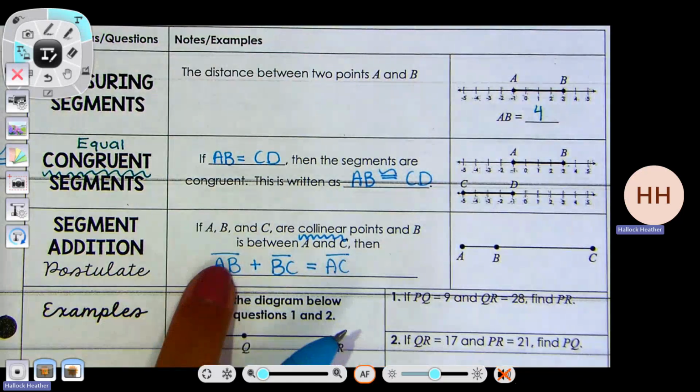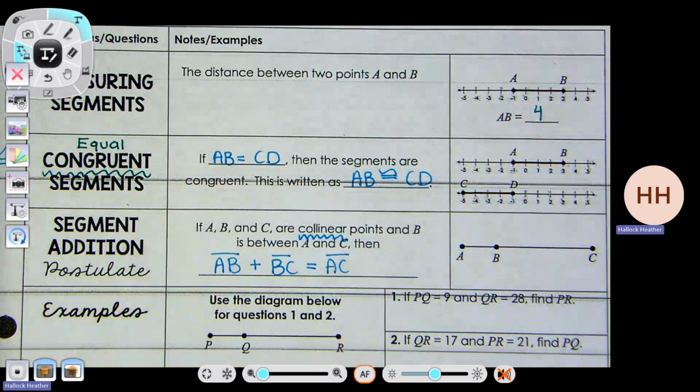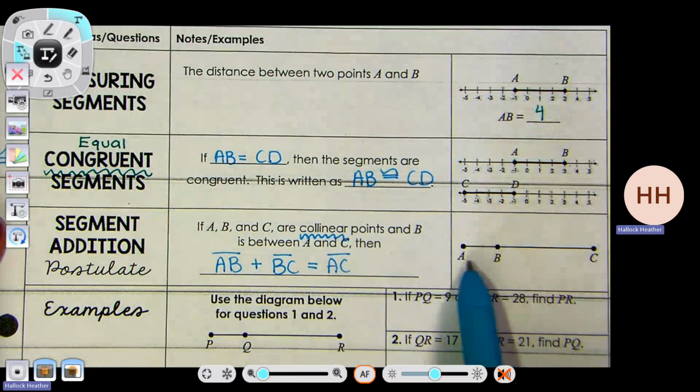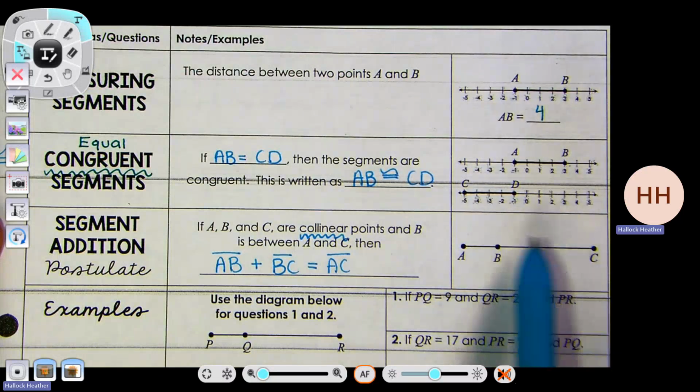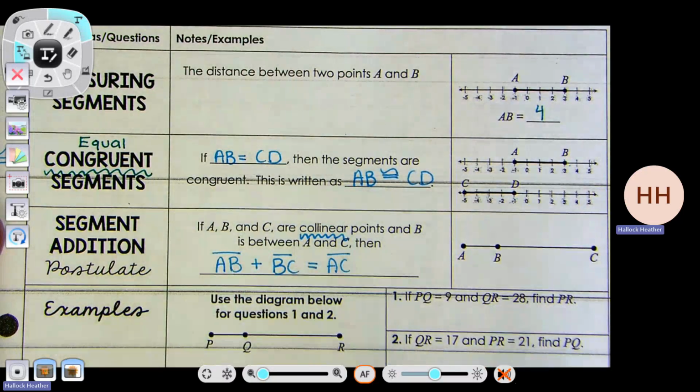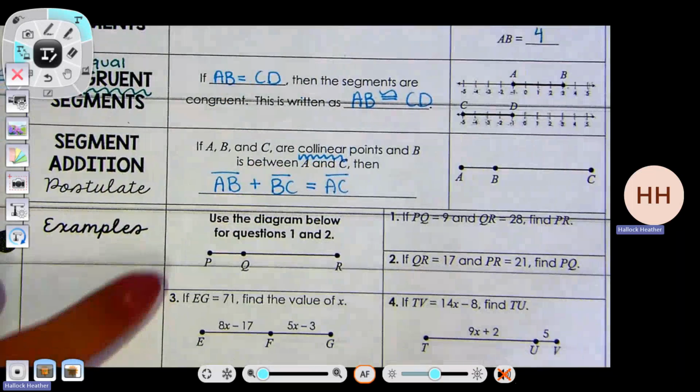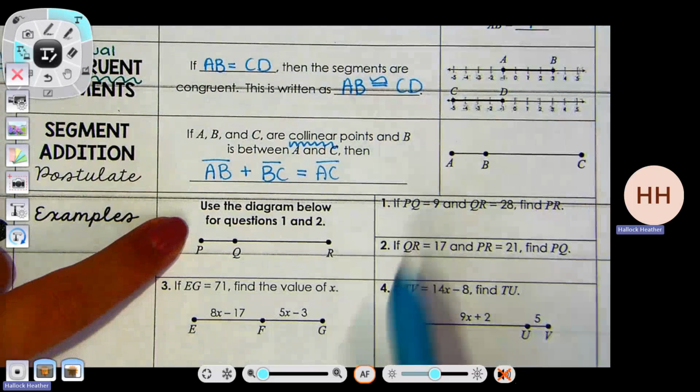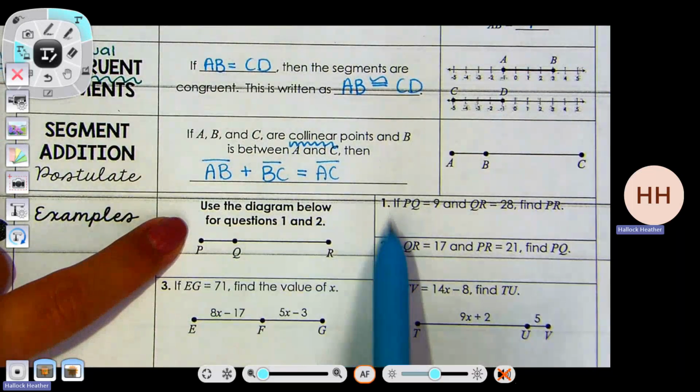And once again, I did not put arrows at the top of these lines like we did yesterday because it's not a line that's going on forever. It's a piece of a line. So that's why they have endpoints. So we're going to use this idea to make equations and actually do math today using segment addition postulate. So for the examples, for number 1 and number 2, we're going to use the same picture, which is a little annoying, but it is what it is.